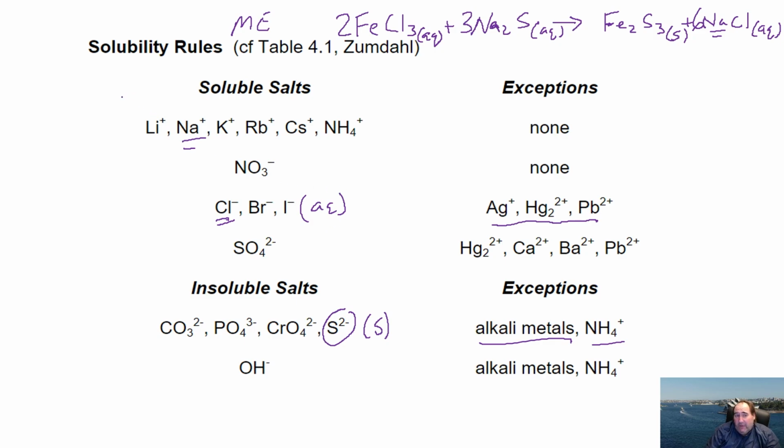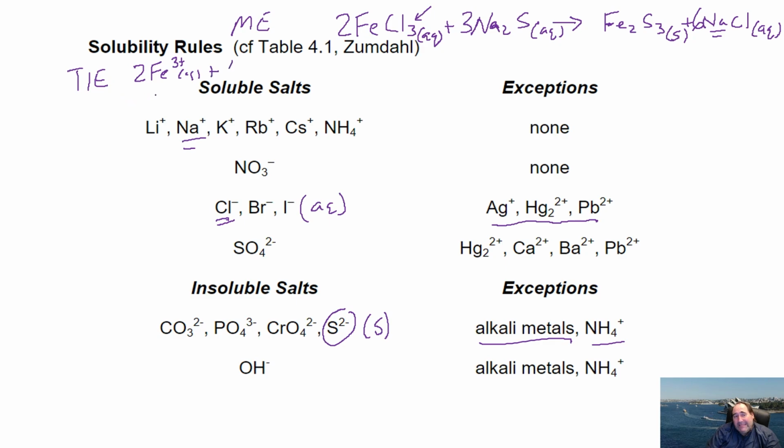Now we could write our total ionic equation. So this is a strong electrolyte, so it's going to break apart. We do need to distribute that 2 in front. So that's going to give me 2 of the iron 3s.